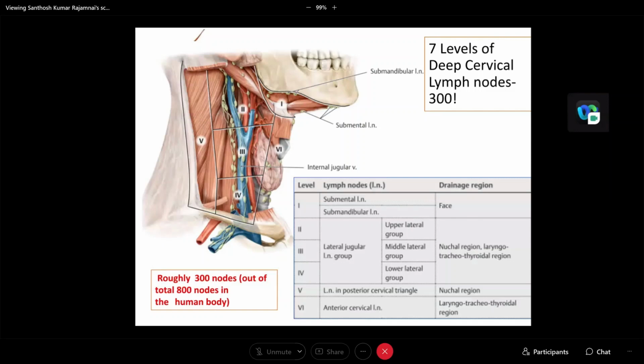Interestingly, there are a total of 800 lymph nodes in the human body, of which 300 are found in the head and neck, right? Out of 800 lymph nodes in the human body, literally half are found in the head and neck region. So if you have a swelling in the head and neck region, you are probably dealing with lymph node swelling.